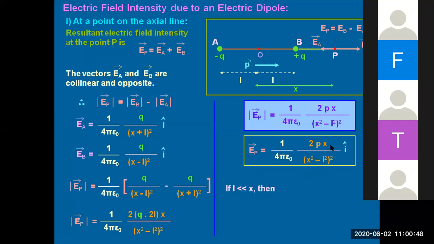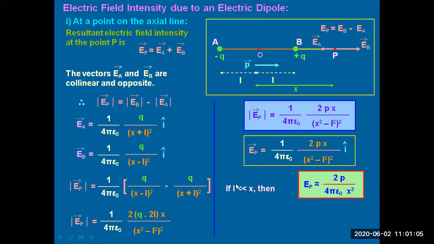If L is much smaller than x, then the L square term will be neglected and we will get E is equal to 2p divided by 4 pi epsilon naught into x cube. Whichever is easier for you, you want to follow these steps or the previous steps, you do it for learning. But in your notes when you write, do it systematically. I prefer you writing the notes which are in white. And the diagram should be clear.